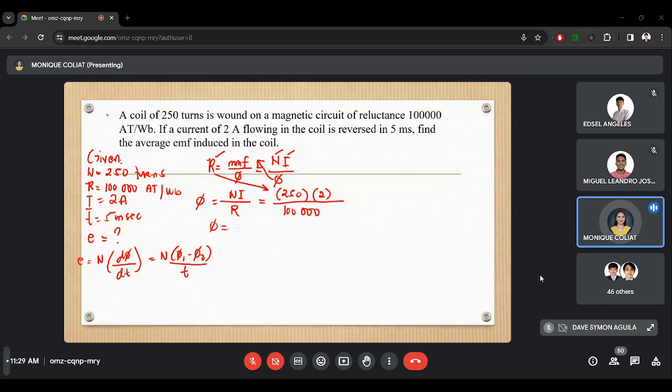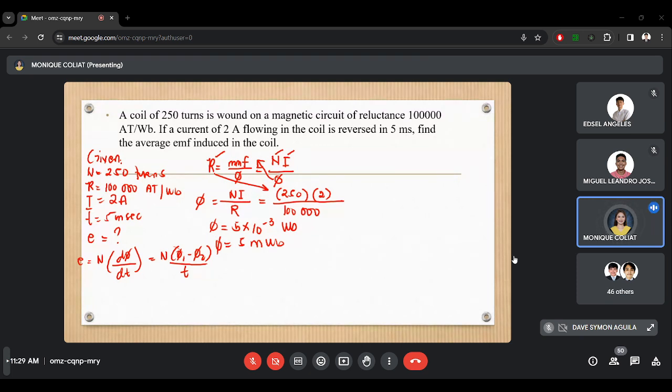What is our flux? What did you get? 5 times 10 raised to negative 3 Weber, or 5 milliweber. So, we now have the flux.